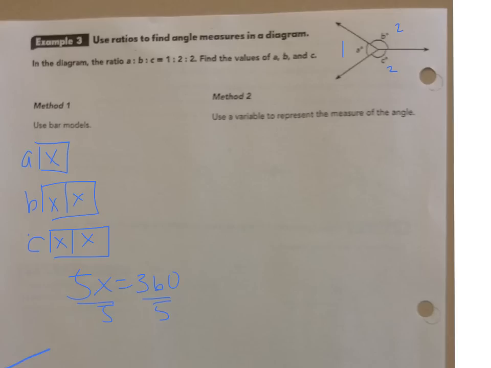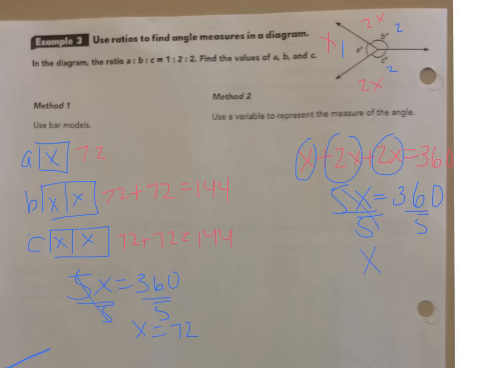x equals 72. Okay, so that means this is 72, and then 72 plus 72, this is 144, and this is also 72 plus 72, which is 144. And those are all degrees. Now, if we do it algebraically, if we call this x, and this 2x, and this 2x, it's the same thing. x plus 2x plus 2x equals 360. Combine your like terms, and you still get 5x equals 360. Divide both sides by 5, x equals 72. And then 2x, again, would be 144.